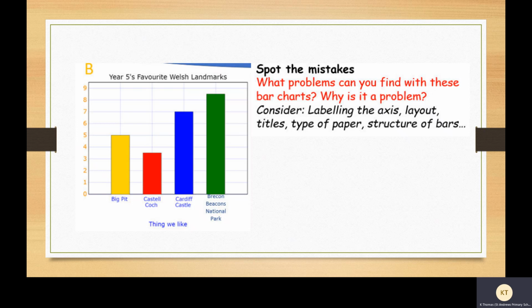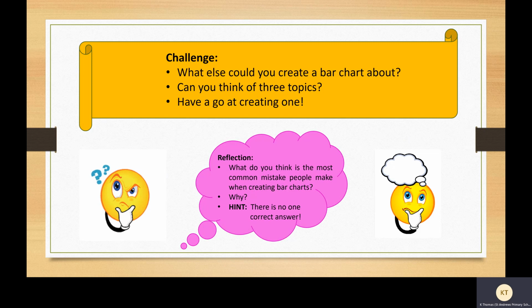So you'll need to put bar chart A and then list what problems you could find with bar chart A. And then similarly, you put bar chart B and make a list of all the problems and mistakes you could spot on bar chart B. Then you have a challenge.